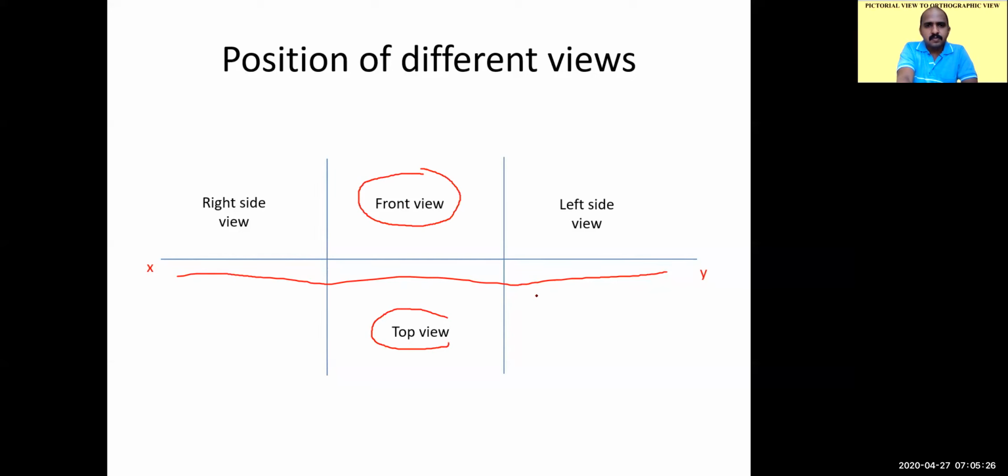Once you have completed the top view and front view, we will go for, according to the question, either a left side view or a right side view. Please remember that you always draw the left side view on the right side of your front view, and you draw the right side view on the left side of your front view. So these are the three figures which are associated with your orthographic projection.